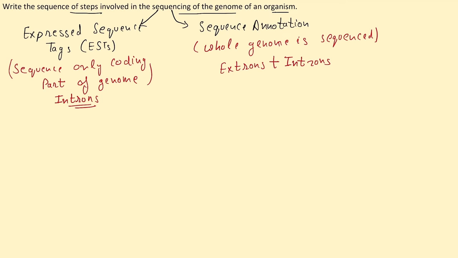So during the human genome project, the method which was used is expressed sequence tags. The steps involved in this method are as follows.